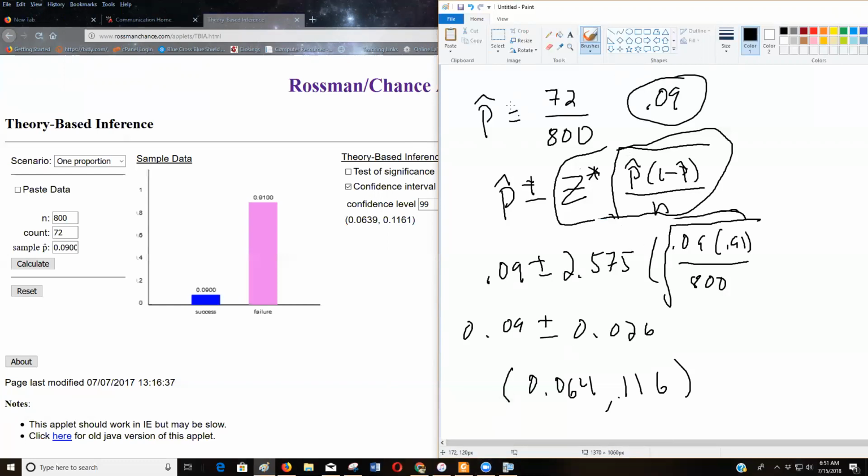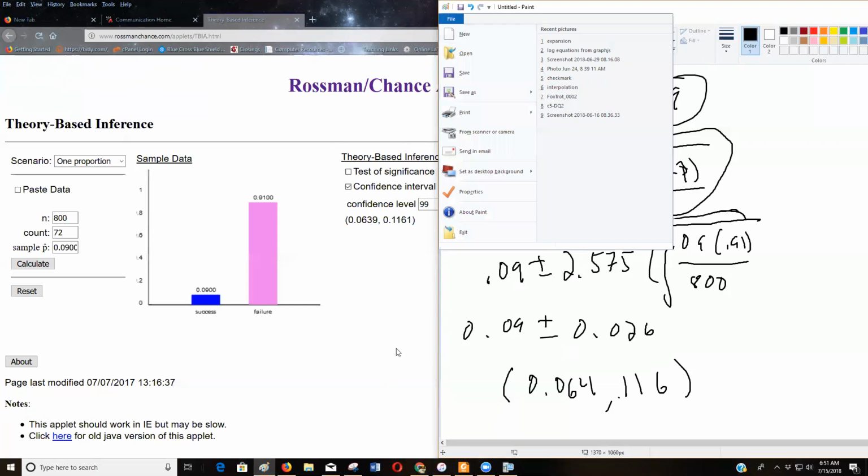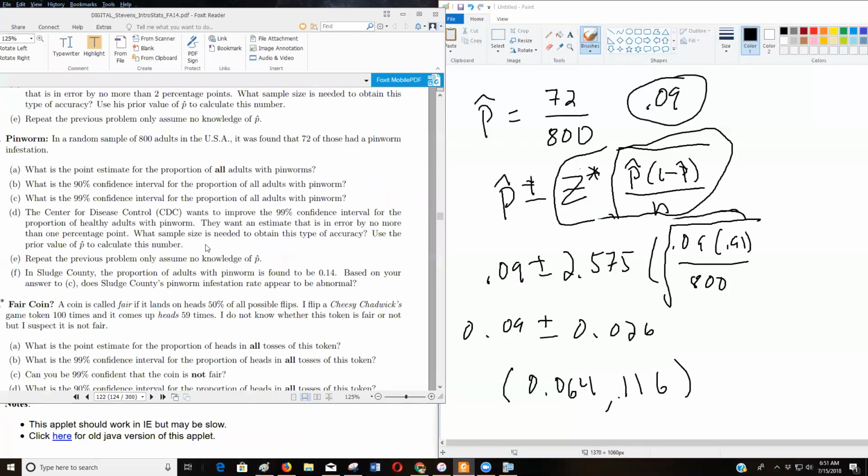Okay, so sample size. Maybe before I clear this, I better make sure that's what it was. I thought it was a sample size. Yeah. So maybe I'm going to answer part F first, since I've got that work here. Part F says in this county, it's found that about 14% of the people have pinworms. Based on my answer, does that appear abnormal?